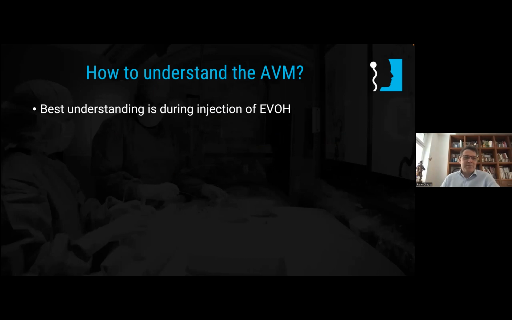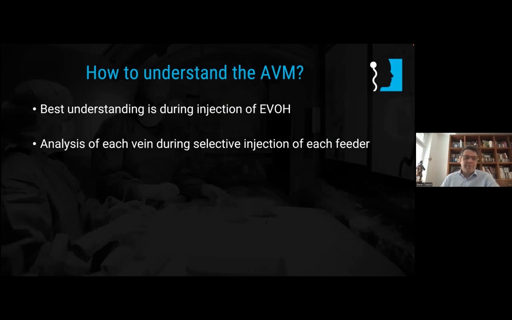But it would be better to know this before. So, how to understand? It is difficult. There is nothing easy in AVM. AVM embolization is not placing a web in an aneurysm or a flow diverter in 5 minutes. It's taking a lot of time to analyze each vein when you're injecting each feeder.